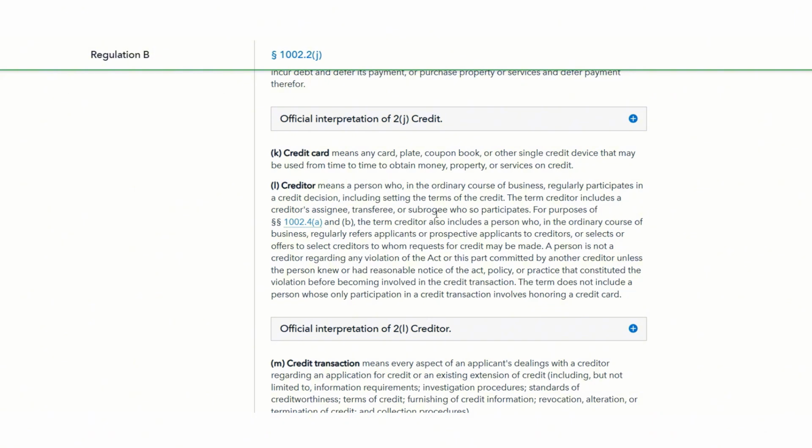Transferee or subrogee, whatever the hell that is, who so participates. Now, these are not considered debt collectors. So you cannot go after a creditor under the Fair Debt Collection Practices Act. The Fair Debt Collection Practices Act is for third-party debt collectors, right? They are not considered assignees. Someone sold them the debt and now they're trying to collect, which is illegal, by the way.